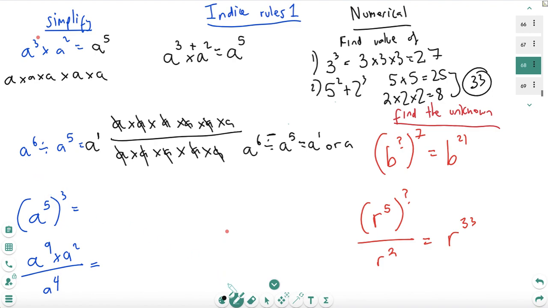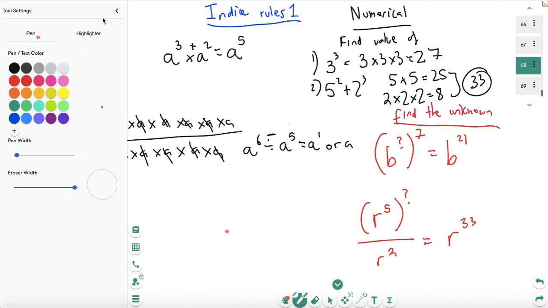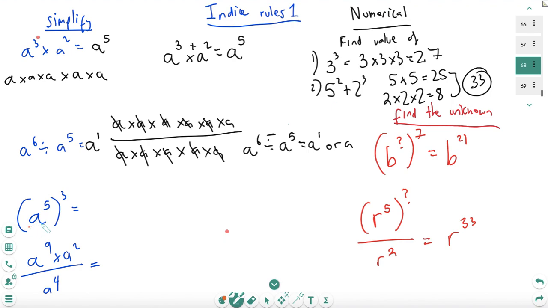The next rule, a to the power of 5 to the power of 3. Well, we're basically powering a to the power of 5 3 times. So this means a to the power of 5 times itself 3 times. And we've kind of turned into a multiplication rule. And what's the multiplication rule? Well, we add up the indices. So a to the power of 5, so 5 plus 5 plus 5 means a to the power of 15. And here you'll see a connection. We multiplied the inside and the outside indice. So 5 times 3 makes 15.